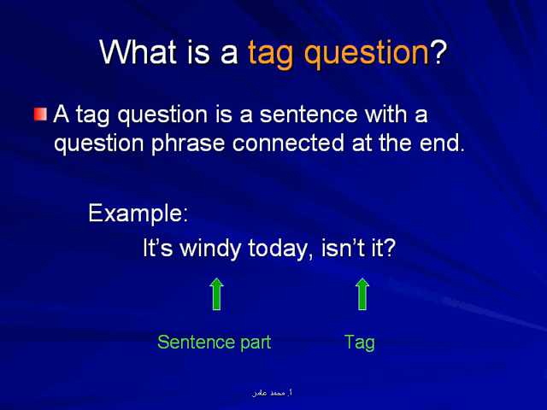What is a tag question? A tag question is a sentence with a question phrase connected at the end. For example, it's windy today, isn't it? "It's windy today" is the sentence part and "isn't it" is the tag.